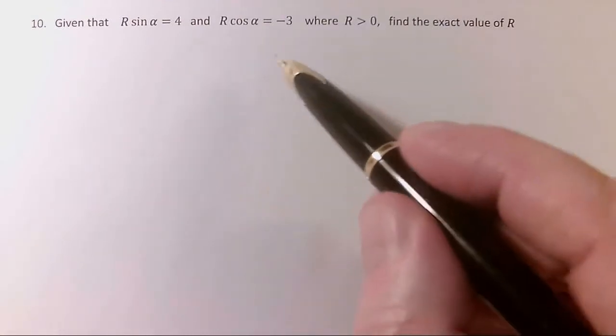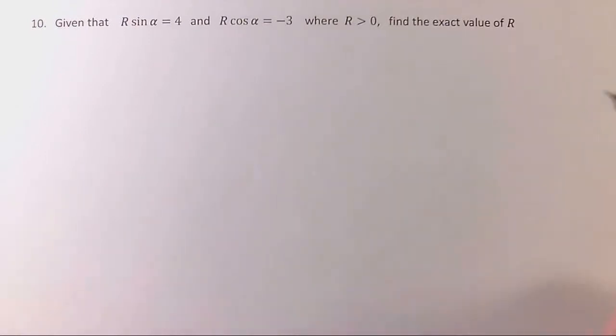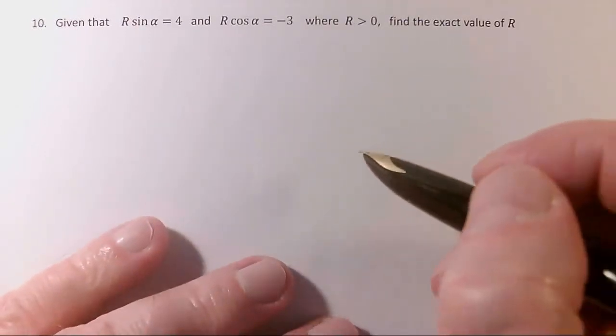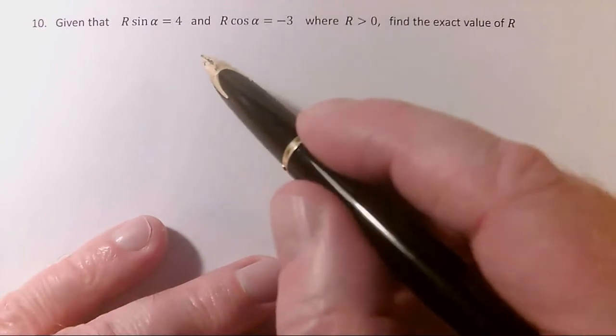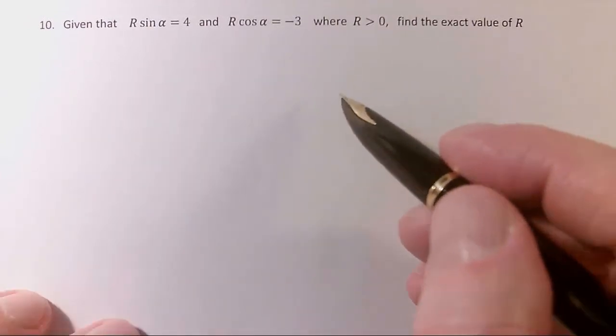So when we saw something like this before and we wanted to know what alpha was, we divided the equations and we got tan alpha very quickly. Okay. If we want to not have to find alpha on the way to finding out what r is, there's a little trick we can do.